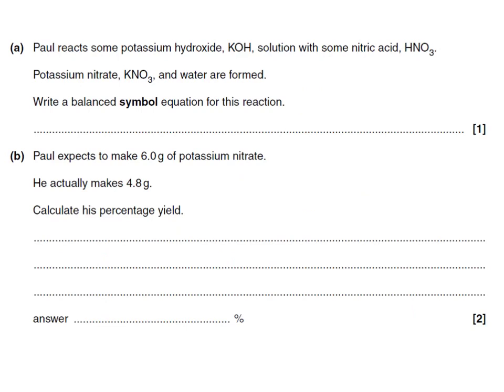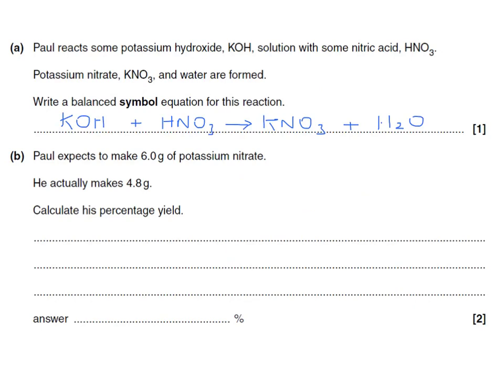Paul reacts some potassium hydroxide, KOH, solution with some nitric acid, HNO3. Potassium nitrate, KNO3, and water are formed. Write a balanced symbol equation for this reaction. Well, the reactants are the things we start off with, which are the KOH and the HNO3. The products after the arrow are the KNO3, and the water, which you have to know, gosh, I hope you do know, is H2O.